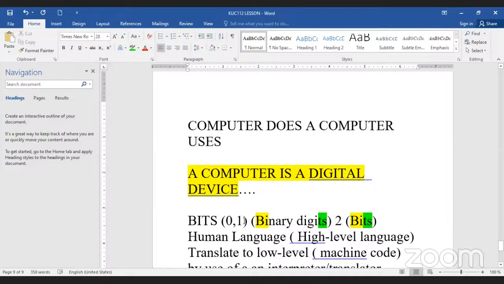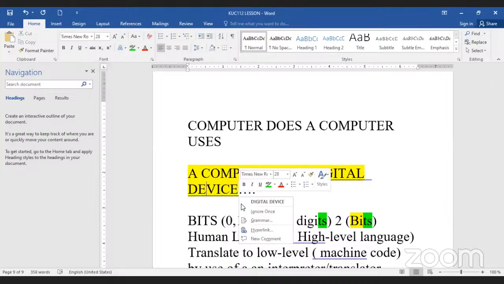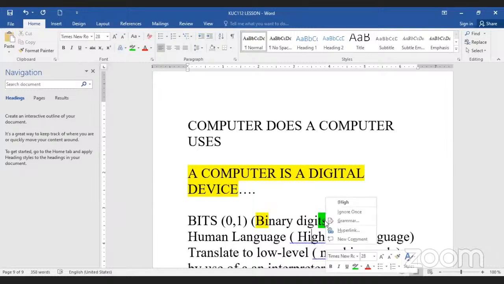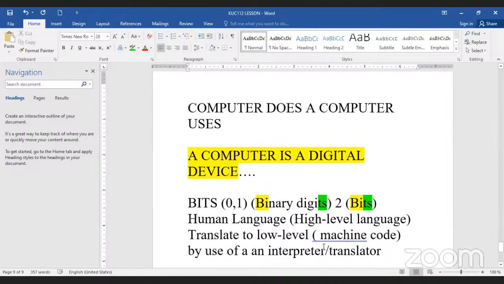Binary means we have only zeros and ones. So whatever we feed in a computer needs to be translated from high-level language, or human language, into low-level language called machine code or machine language, by the use of an interpreter or a translator. That's how a computer operates.